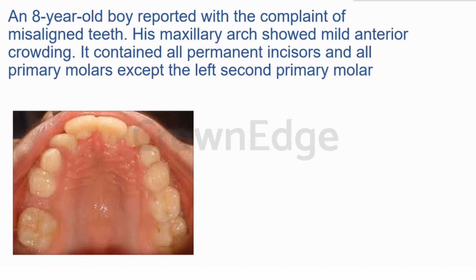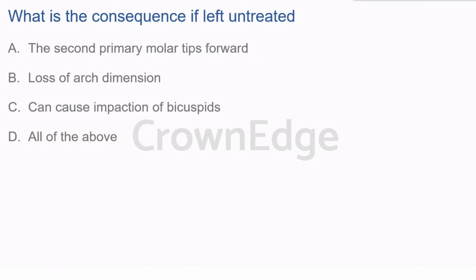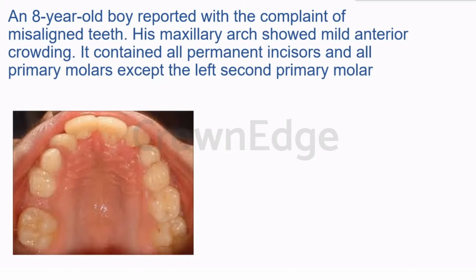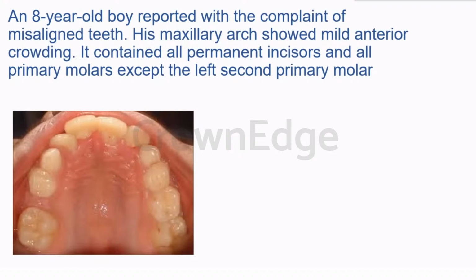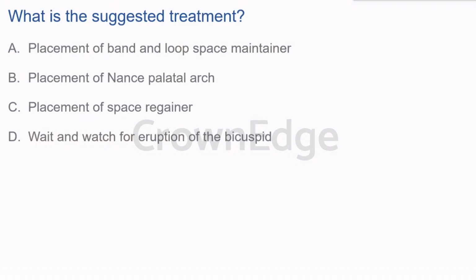Now, when you look into our options, what is the consequence if left untreated? The second primary molar will tip forward. What is the suggested treatment for this? Option A is placement of band and loop space maintainer. Will just a space maintainer be enough to regain the space in that area? Not exactly, right? Only with a space maintainer, we are not going to get back the lost space in this region. Okay, let us see option B.